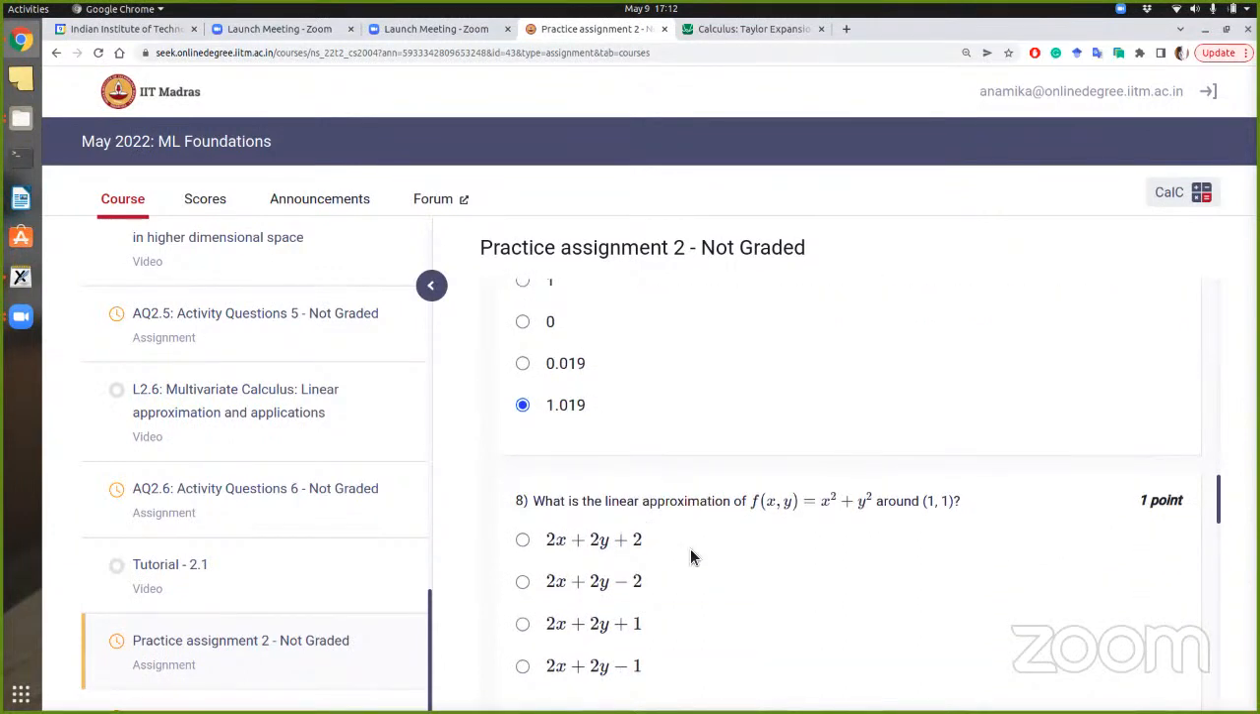What is the linear approximation of this function? Okay, can you compute this? You know the equations we just now did. There are two variables here, so we use partial derivatives. Plus 2y. The second one, 2x plus 2y minus 2. Very good, that was quick.